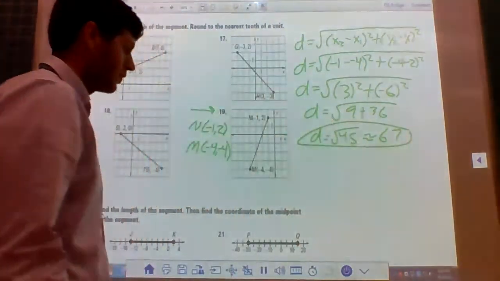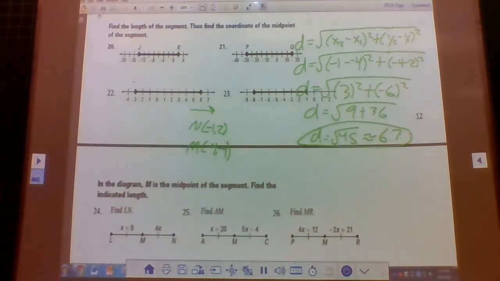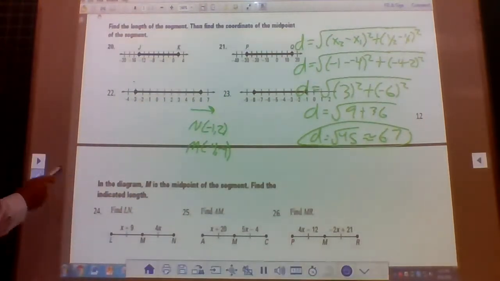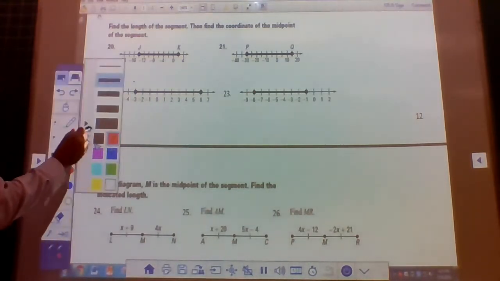Okay, that's distance formula. Let's scroll down to the next section, 20 through 23. Find the length of the segment, then find the coordinate of the midpoint. So let's start first with 20.